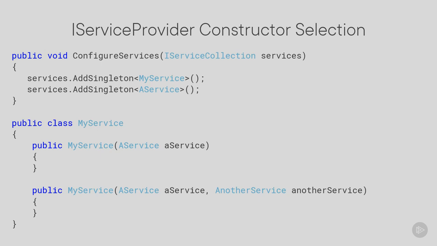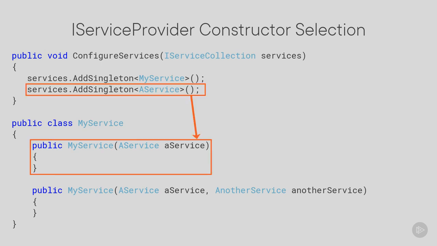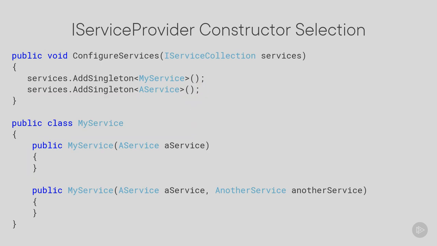If the other service type has not been registered with the container, then when resolving services to create this class, the first constructor would still be valid and used to create an instance of MyService via the service provider.